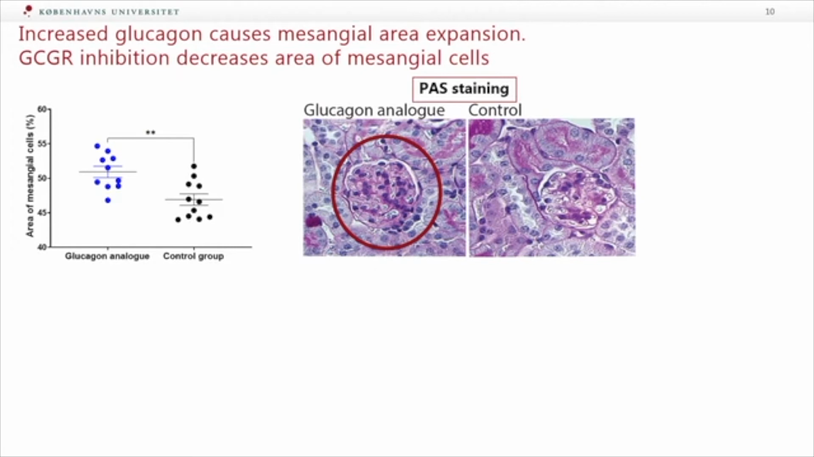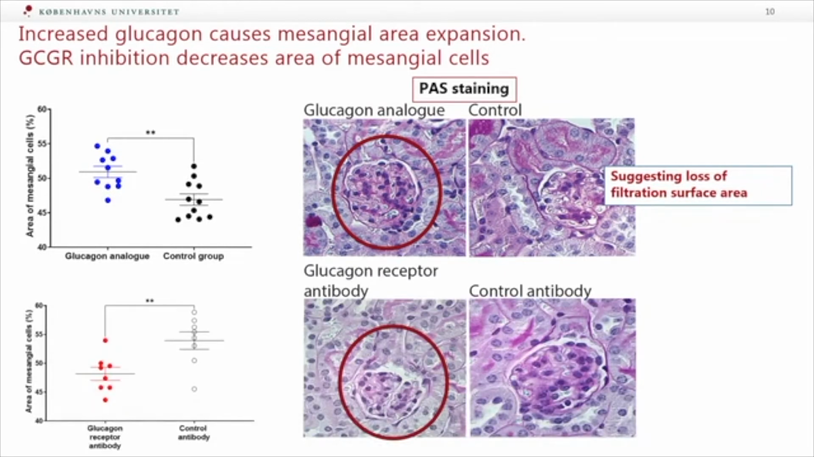Suggesting a loss of filtration surface area. This mesangial area expansion might be a direct effect of glucagon, since a decrease in mesangial cell area was measured in the mice having the glucagon receptor blocked.